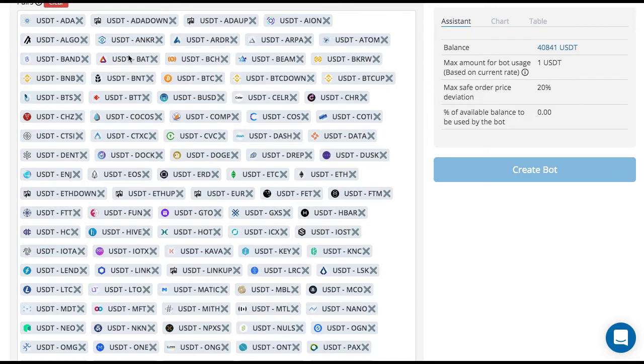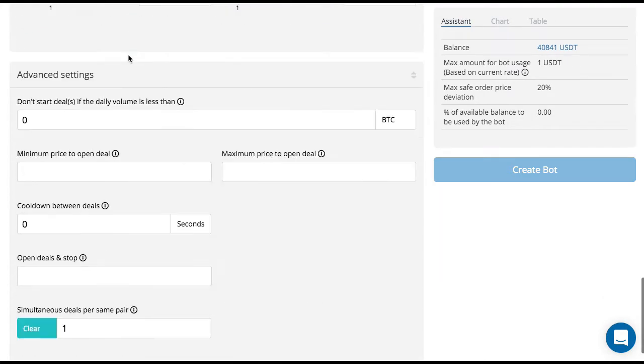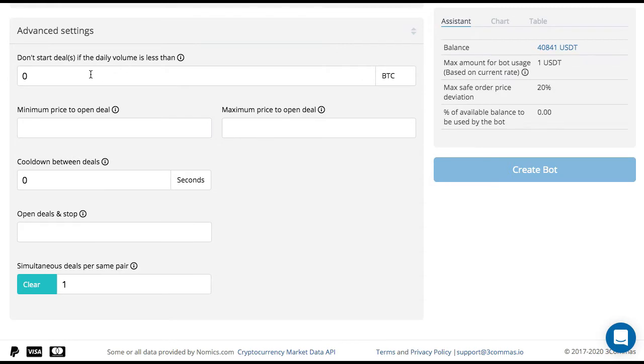Now, there is at the bottom of the page the ability for you to say that you don't want to take any deals that don't have a certain amount of volume or liquidity in a given 24-hour period. That'll help you eliminate some of the barcode or coins that are lower volume.